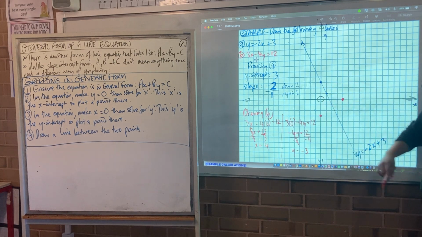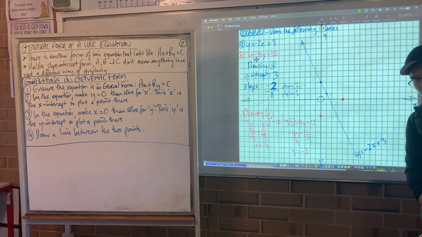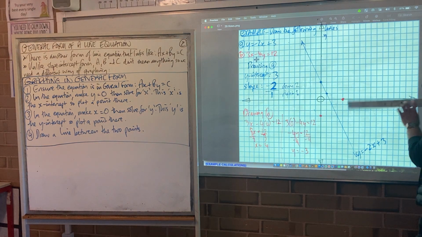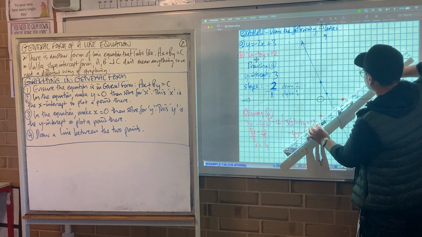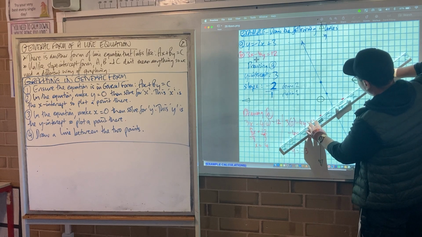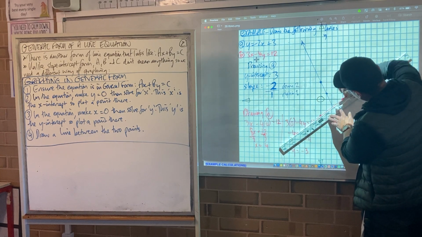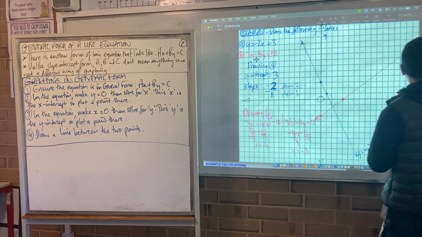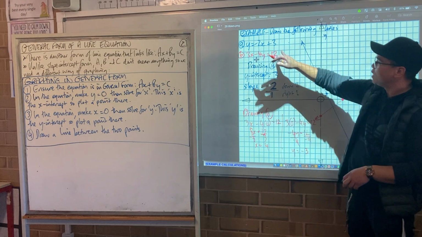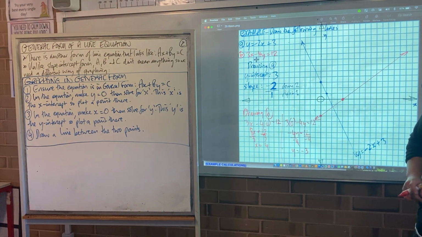3. Do I have enough information to draw a line now through the red points? Because there's 2 points now. I know what direction it's going to go. So that's how you draw a line in slope-intercept form. That is also how you draw a line in general form.